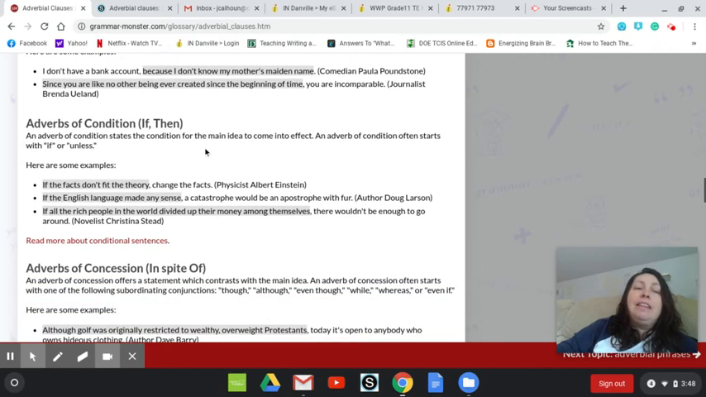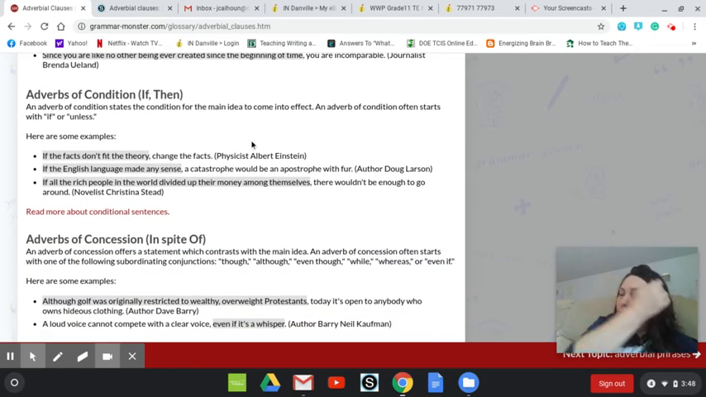There's also if-then. So a lot of times if you see a subordinate clause that starts with an if, it's going to be an adverbial clause. All right. So if the facts don't fit the theory, change the facts. Why are we changing the facts? Because of this. So it's that if-then condition that you're looking for.